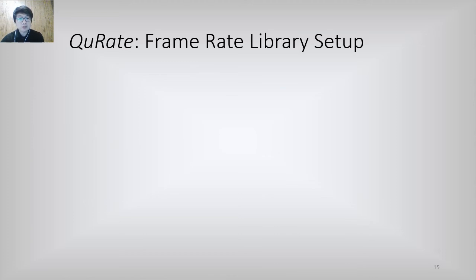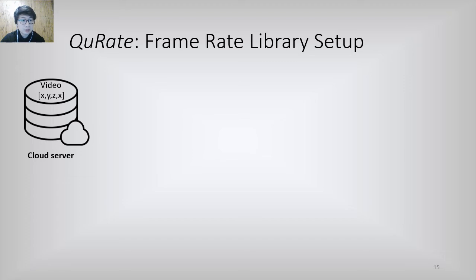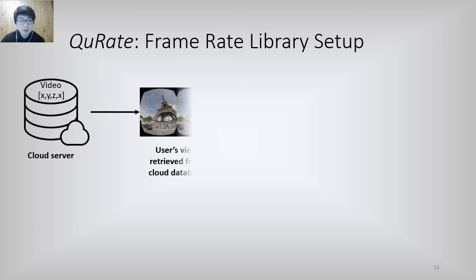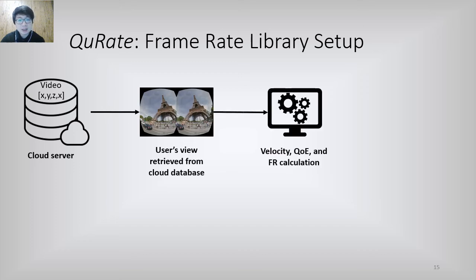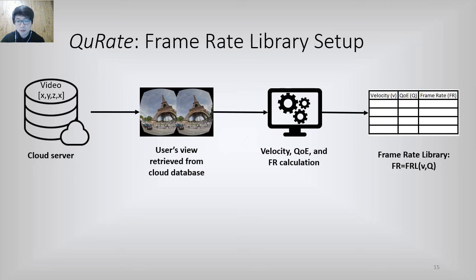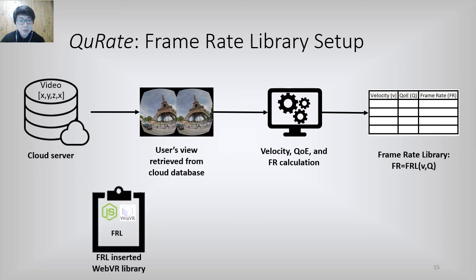Now let's take a close look at the frame rate library. First, we adopt some users' movement data and the video content from the cloud server and retrieve those users' views from that data. Then we calculate the velocity, the QoE score, and the frame rate as I just introduced, and we come up with this frame rate library. Then we insert the frame rate library back into the source code of the immersive video player.